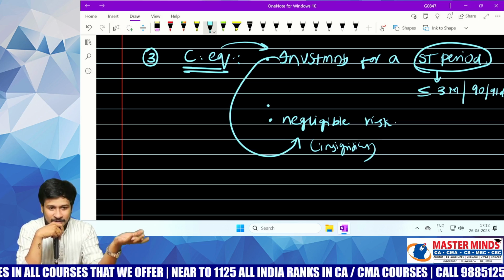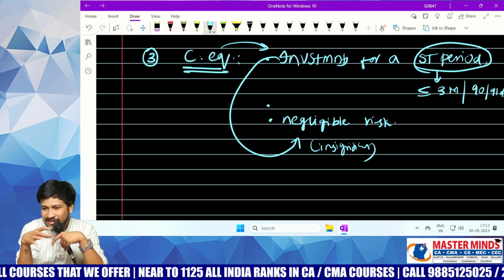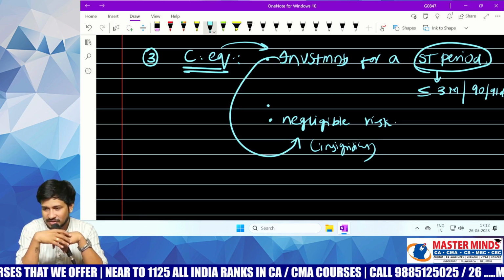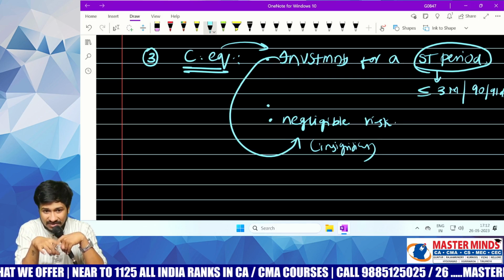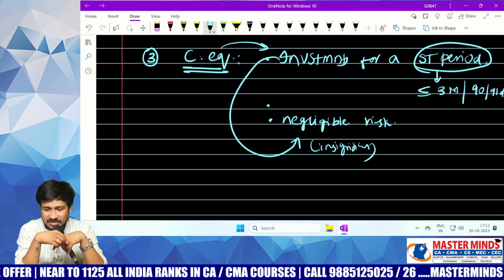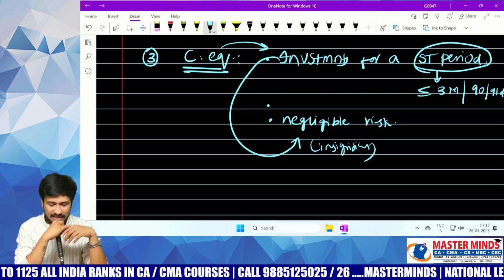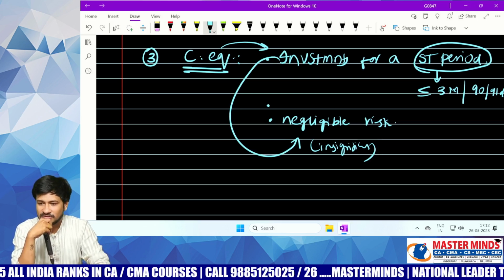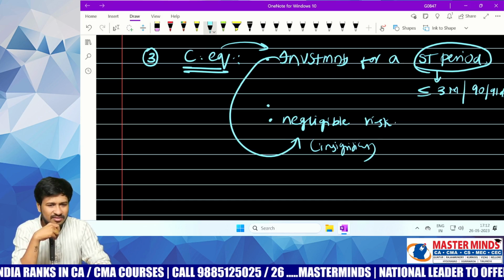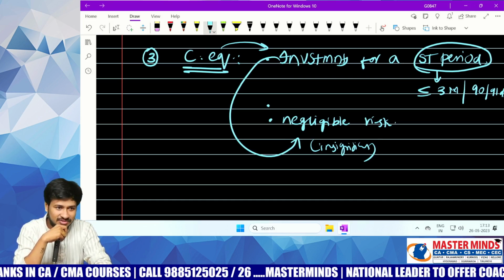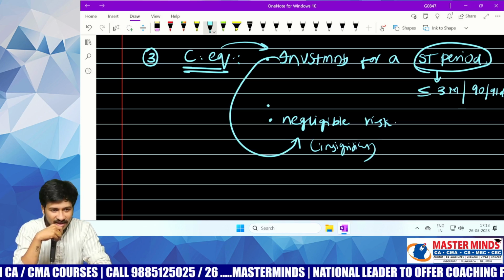But say, for example, you're investing in equity shares for a period of less than or equal to 3 months. Hey, listen carefully. Investing in equity shares for a period less than or equal to 3 months. Answer me. Can it be called a cash equivalent or not? Why? It is more risky. It is very risky.